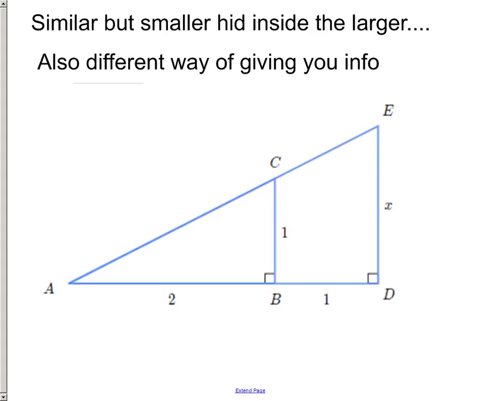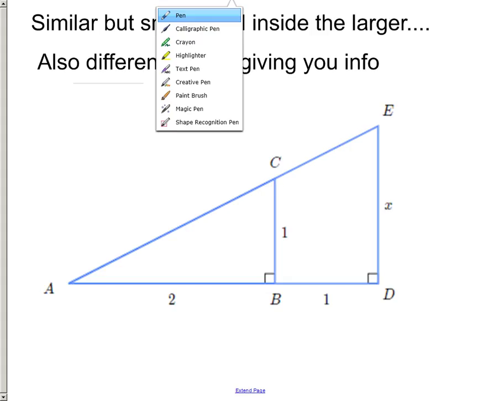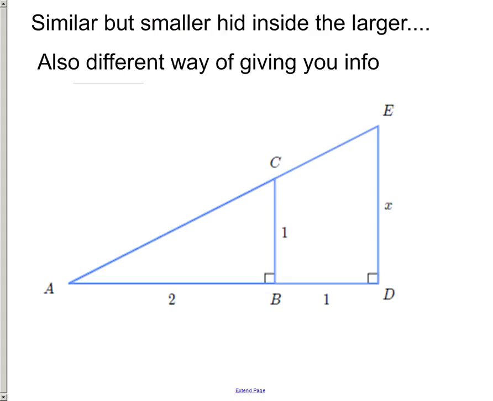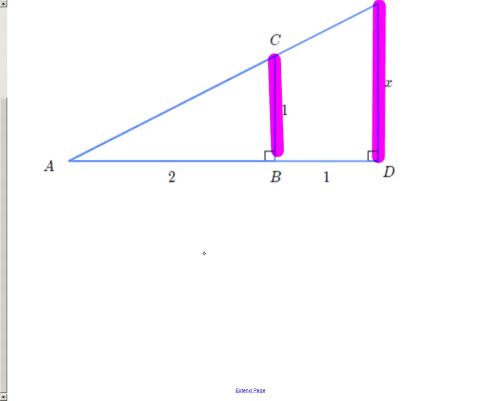And this one actually makes it easy to see the corresponding sides immediately. I see that CB corresponds to ED. So let's make a little bit of space here. The big one is over here, right? And this is with the smaller one, so x over 1 to keep my theme of big number on top and the small on the bottom.